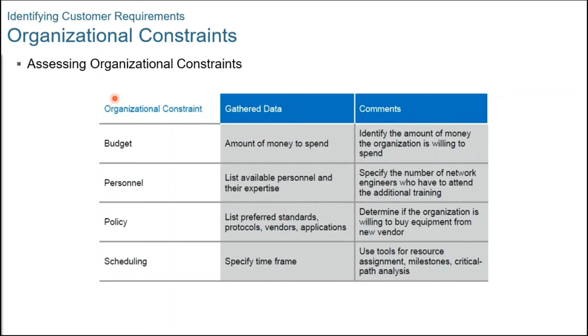So, assessing organizational constraints. Typical constraints include the following. You've got the budget. Reduced budgets or limited resources often force network designers to implement an affordable solution rather than the best technical solution. So take note of that. This usually entails some compromises in availability, manageability, performance, and scalability. The budget must include all equipment purchases, software licenses, maintenance agreements, staff training, and so on.